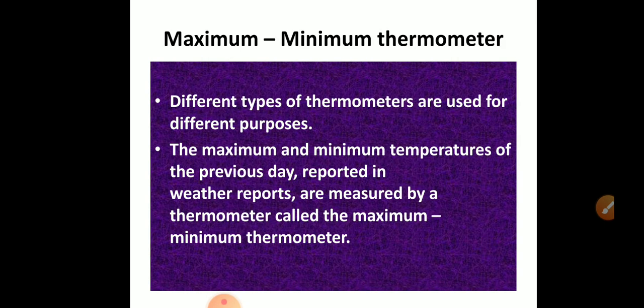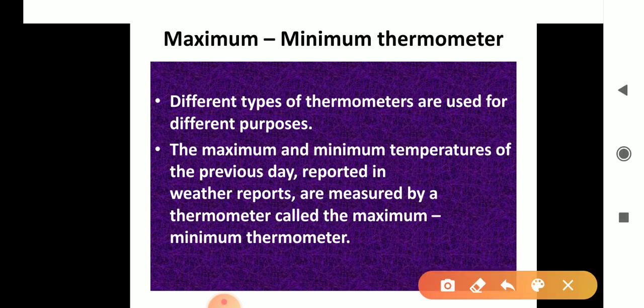Now next, one more thermometer is there that is called the maximum minimum thermometer. The maximum minimum thermometer is used to measure the range of temperature during a day. It means in a day it can measure the minimum temperature of the day as well as the maximum temperature of the day. That's why it is called the minimum maximum thermometer.